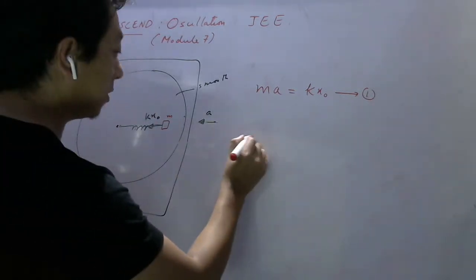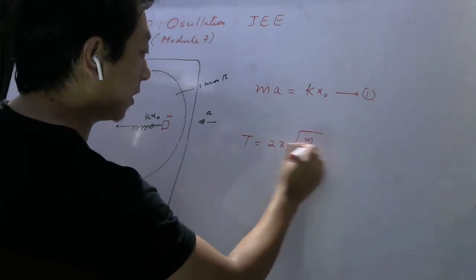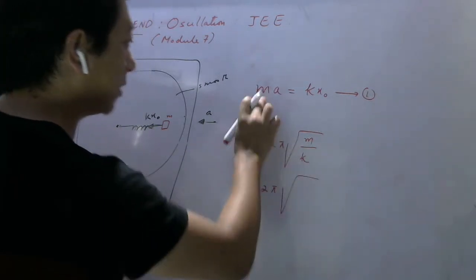So the time period of that oscillation will be 2 pi root over m by k, which will be equal to 2 pi root over, what is m by k from here?